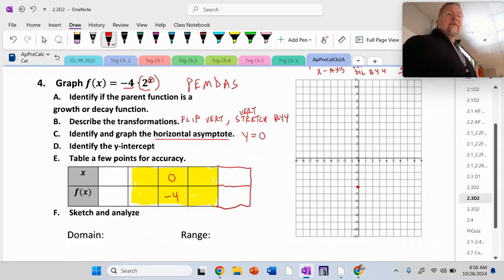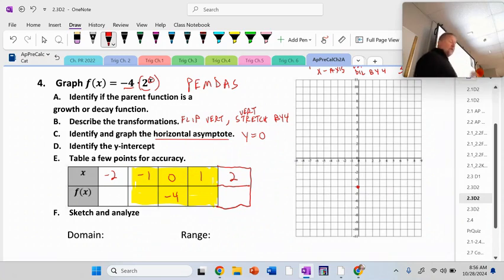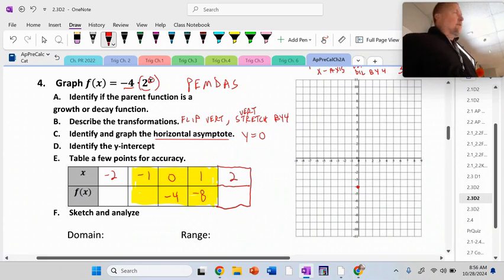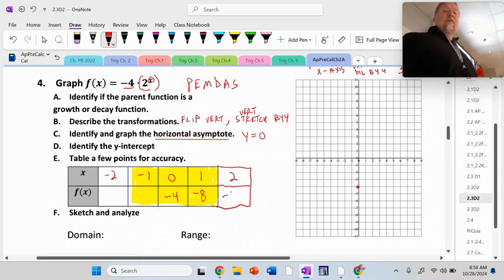I don't want to get ahead of myself. 1, 2, negative 1, negative 2. You go by ones before and after the 0 exponent point. All right? So 1, 2 to the first is 2. I'm not writing any of these down. 2 times negative 4 is negative 8. Uh-oh, that's getting pretty large, negative. And then 2 squared is 4. 4 times negative 4. Okay.